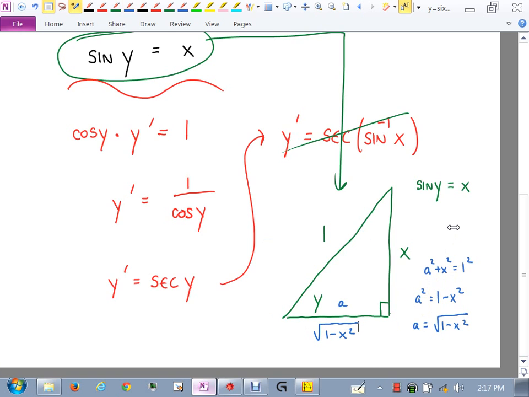So tell me now again, what's secant of y? It's the reciprocal of cosine, right? Cosine is this over this. So secant is this over this. So 1 over, so I'm coming back here. y prime is then 1 over the square root of 1 minus x squared. And that, my friends, is the derivative of the inverse sine. It's now in terms of x, isn't it?